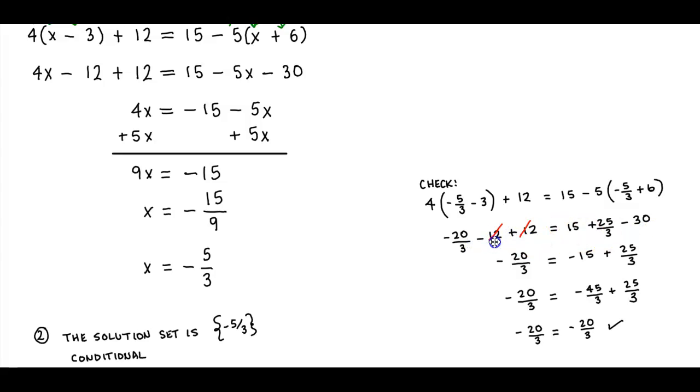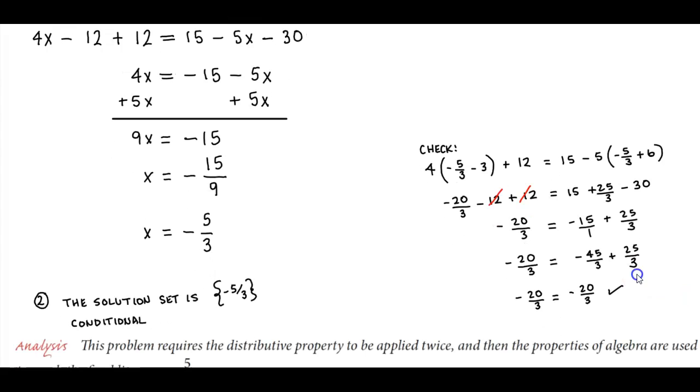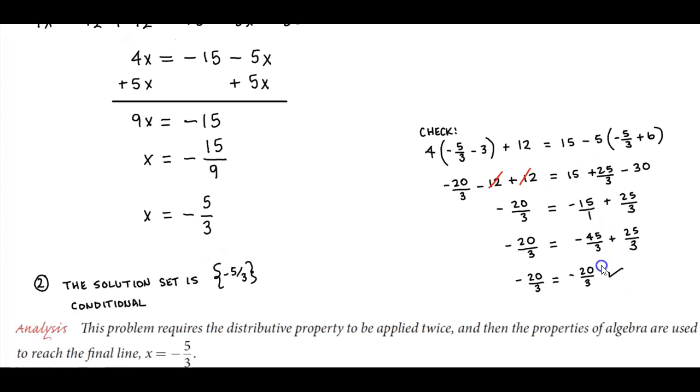So when we combine like terms, we can eliminate the 12 and negative 12. So we get negative 20 over 3 on the left side. Over here, we got 15 minus 30, which gives us negative 15. And then if we want to find a common denominator, our common denominator is going to be 3. So 1 times 3 is going to give you 3. 15 times 3 gives you 45. When we combine those fractions, we get negative 20 over 3, which equals the left side. So therefore, we know that it works.